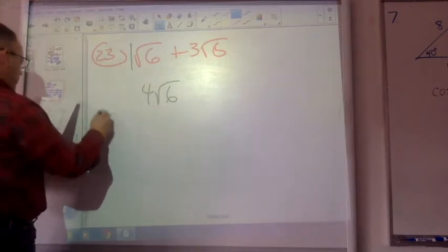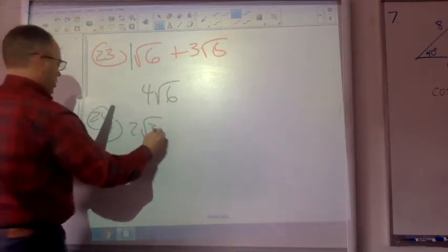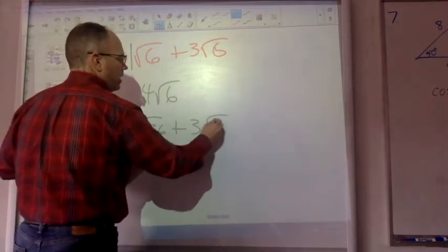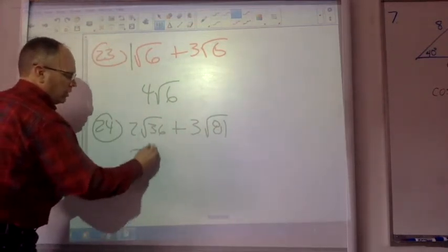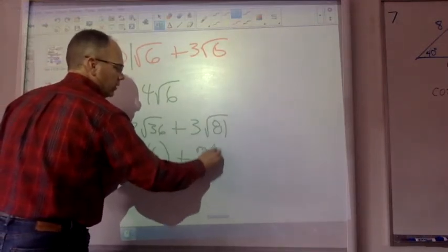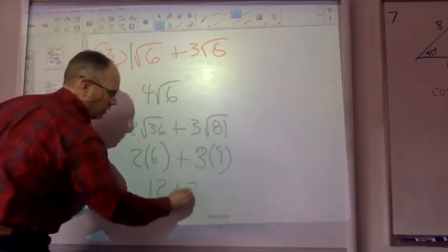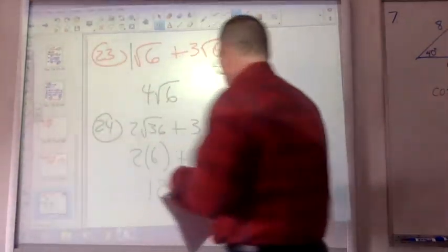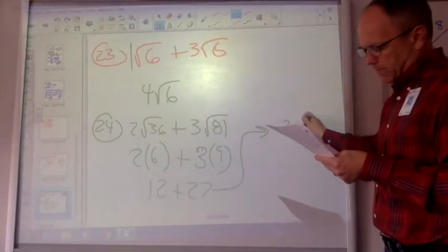24. 2 root 36 plus 3 root 81. Square root of 36 is 6. That gives me 12. Plus square root of 81 is 9. That gives me 27. So that gives me an answer of 39.